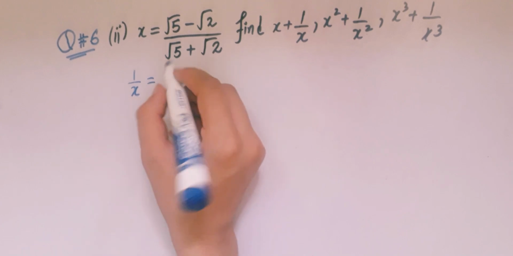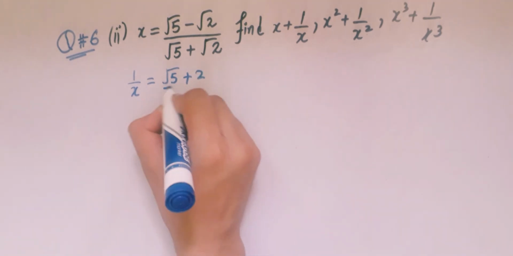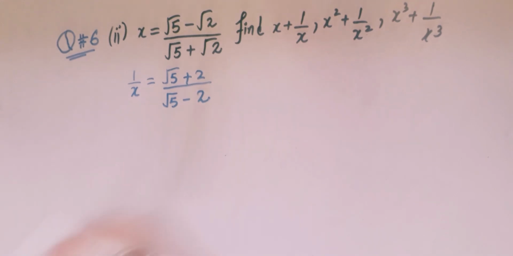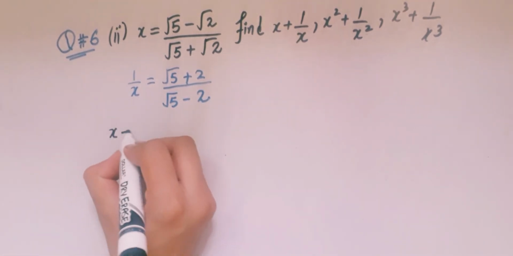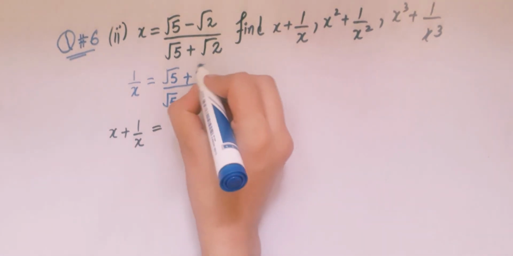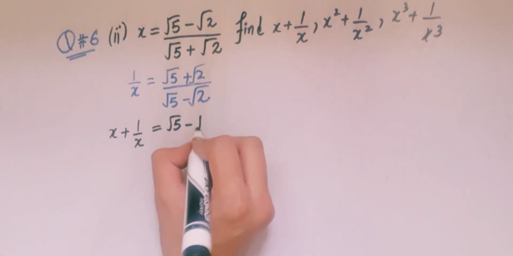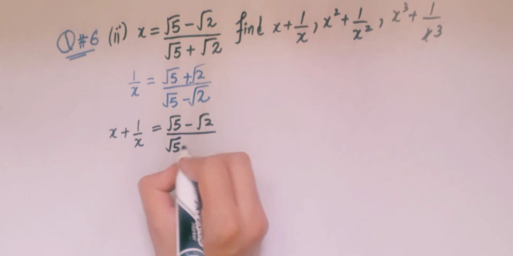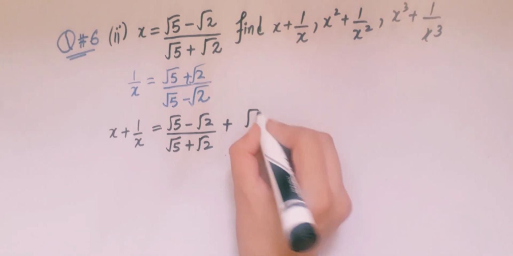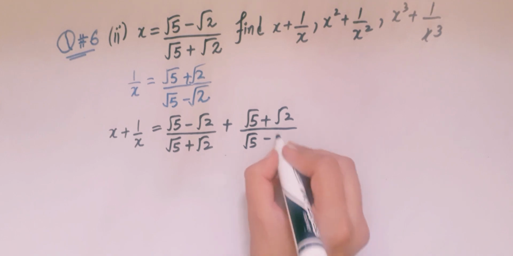1 over x is equal to the reciprocal of this, which is (square root of 5 plus 2) by (square root of 5 minus 2). First of all, we have to find x plus 1 over x. So x plus 1 over x is equal to the value of x, square root of 5 minus square root of 2 by square root of 5 plus square root of 2, plus square root of 5 plus square root of 2 by square root of 5 minus square root of 2.